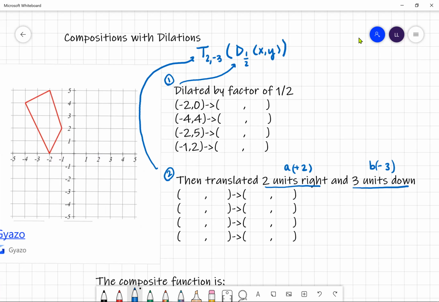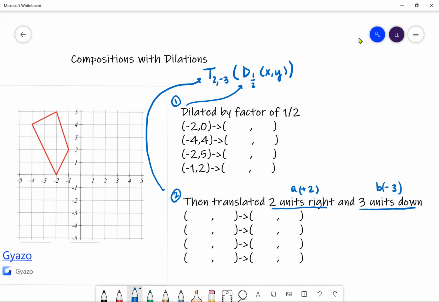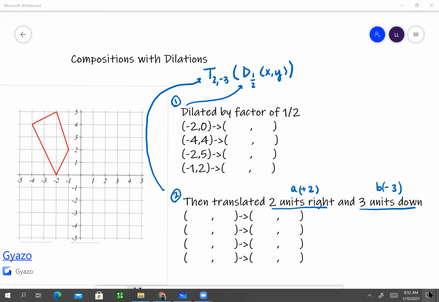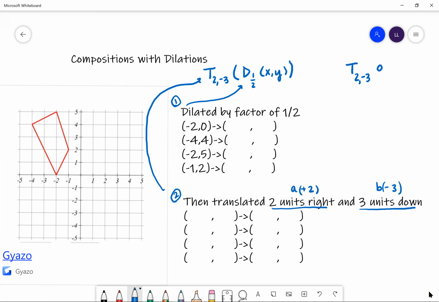Another way of writing this rule would be T right here, like <2, -3>, right? And then you would do a little composite circle, D 1/2. This is something that you'll see in Math 3. That also tells us that we are doing a composite function. All right. So once again, we would do this first, and then we would do this second. So we worked it inside out.